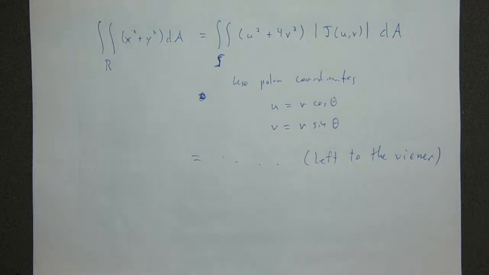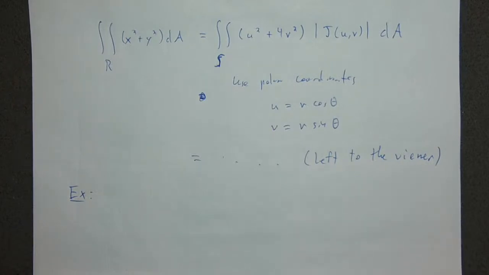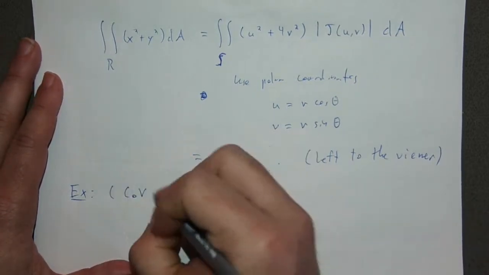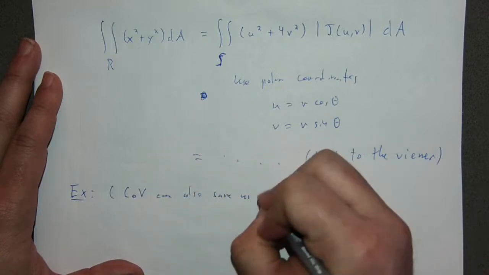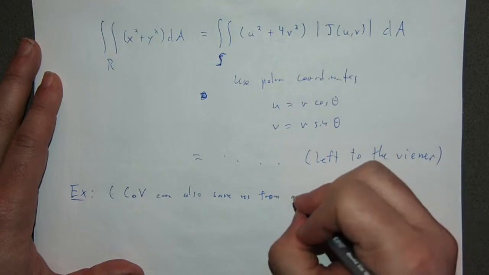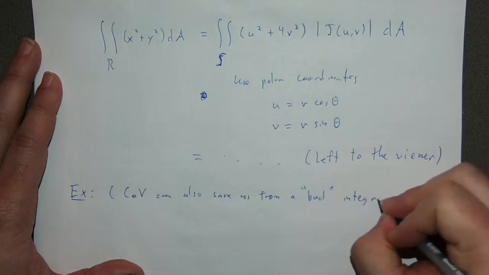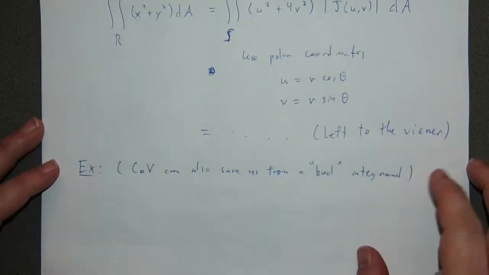Okay, another example. In most of these examples, we have used change of variables (COV) to save us from a bad region. But change of variables can also save us from a bad integrand. So we have only seen examples of it saving us from a bad region we didn't want to integrate over, but it can also save us from a bad or undoable integrand.